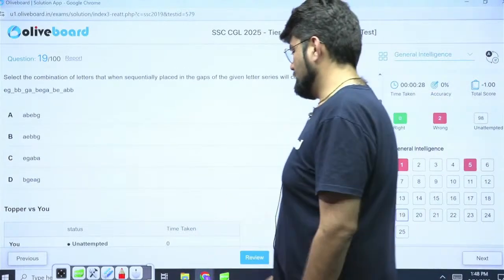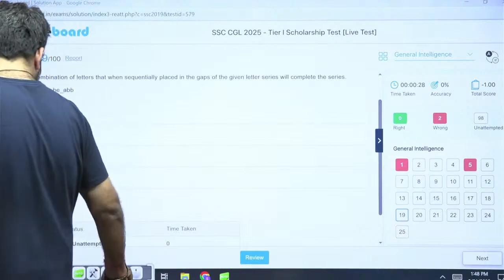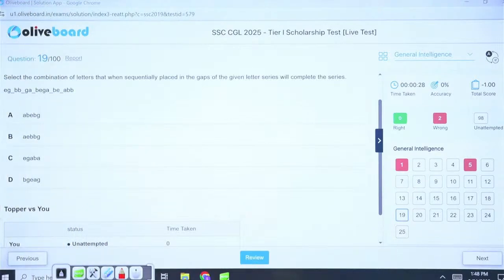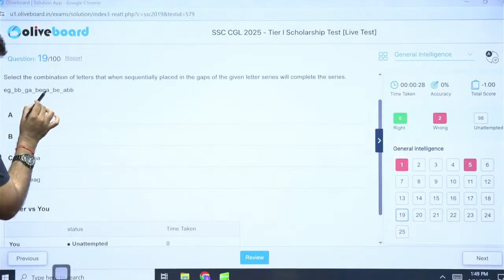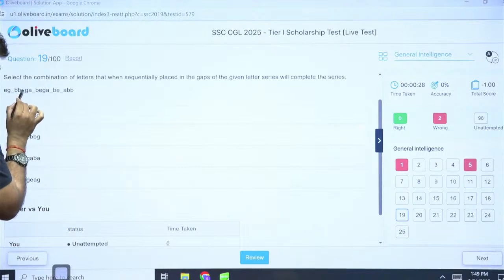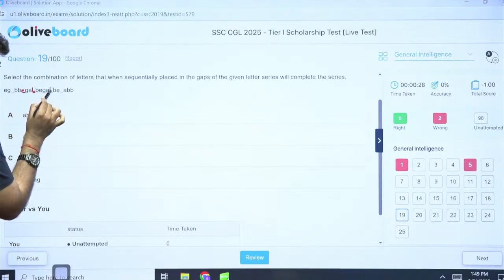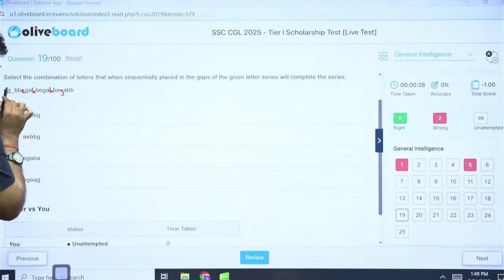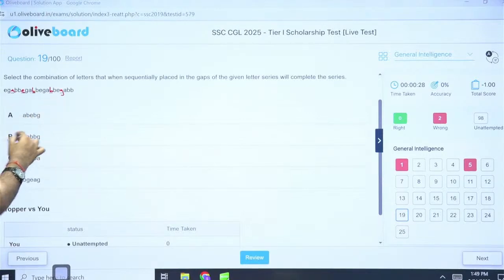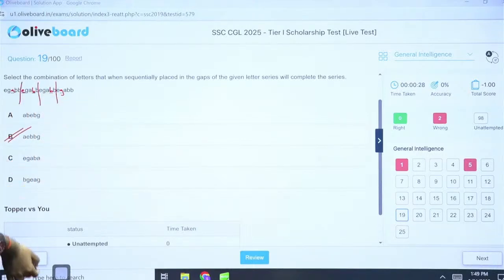Interesting. Pillars. Okay, what is happening? BEGA. BEGA BB. BEGA BB. EGA BB. These should be the ones. Okay. Is it making sense? AEBBG, AEBBG, option B. EGABB, EGABB. Yes, option B is the right answer.